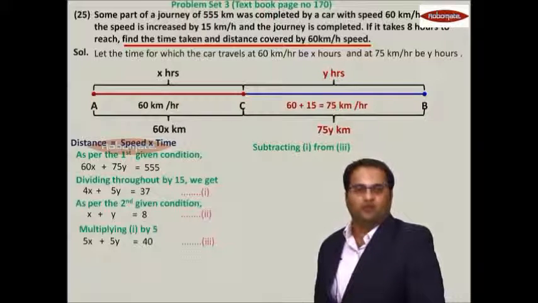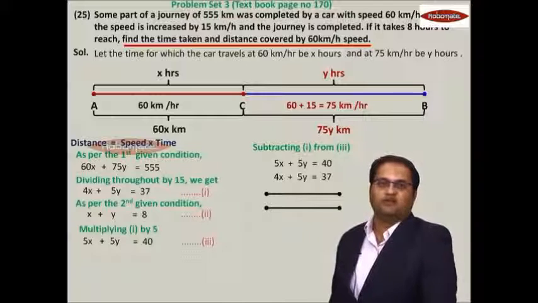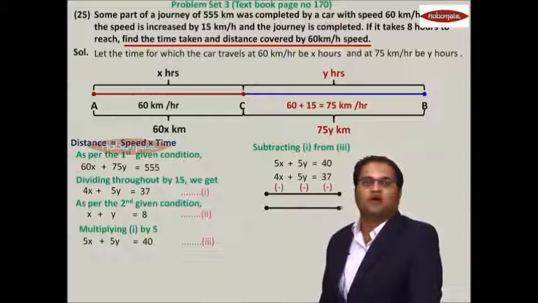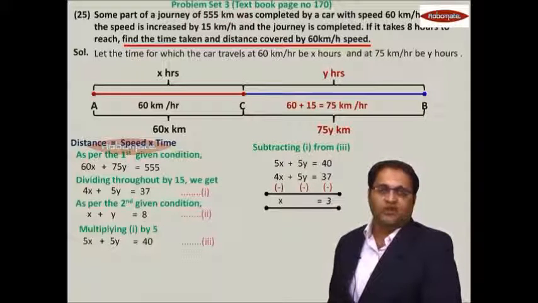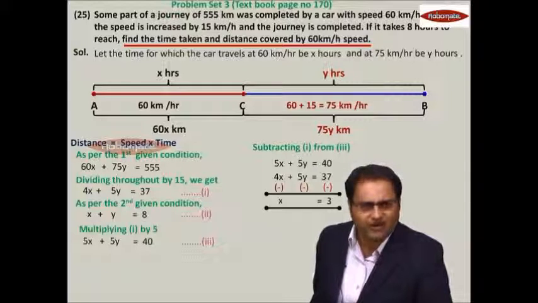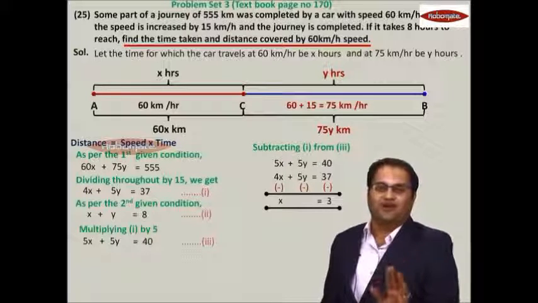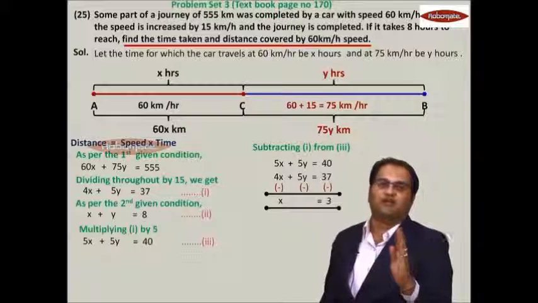So next, subtracting 1 from 3, 5x plus 5y is 40, 4x plus 5y is 37. Let us change the signs, minus, minus, minus. 5y, 5y will get cancelled. So what is left? X is equal to 3. Once you get the value of x, now we should substitute to get the value of y. Not required, because in this sum, as I said, we are not interested in finding the value of y.